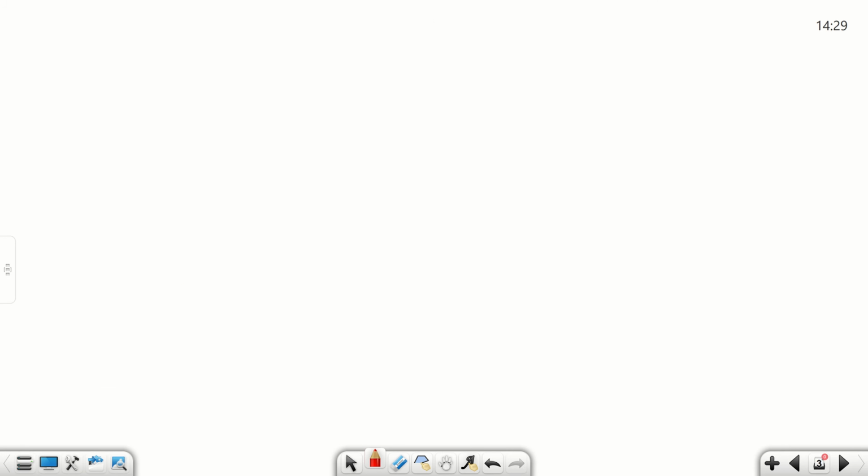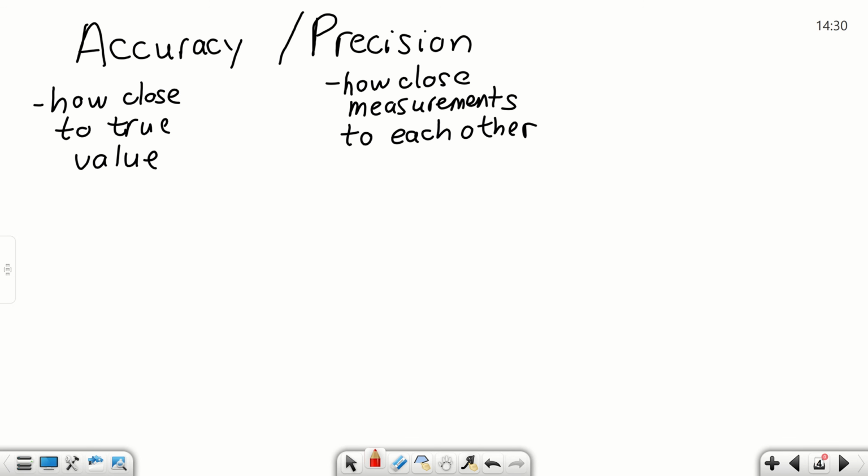Last thing, pretty quick here, is accuracy versus precision. Okay? Accuracy is saying how close are you to the actual true value. That's what accuracy represents. So if I have a dartboard, you have your bullseye in the middle, you're accurate if you keep on hitting or you're getting very, very close to the bullseye. That's what accuracy is. You're close to what it should be, what you're aiming for.